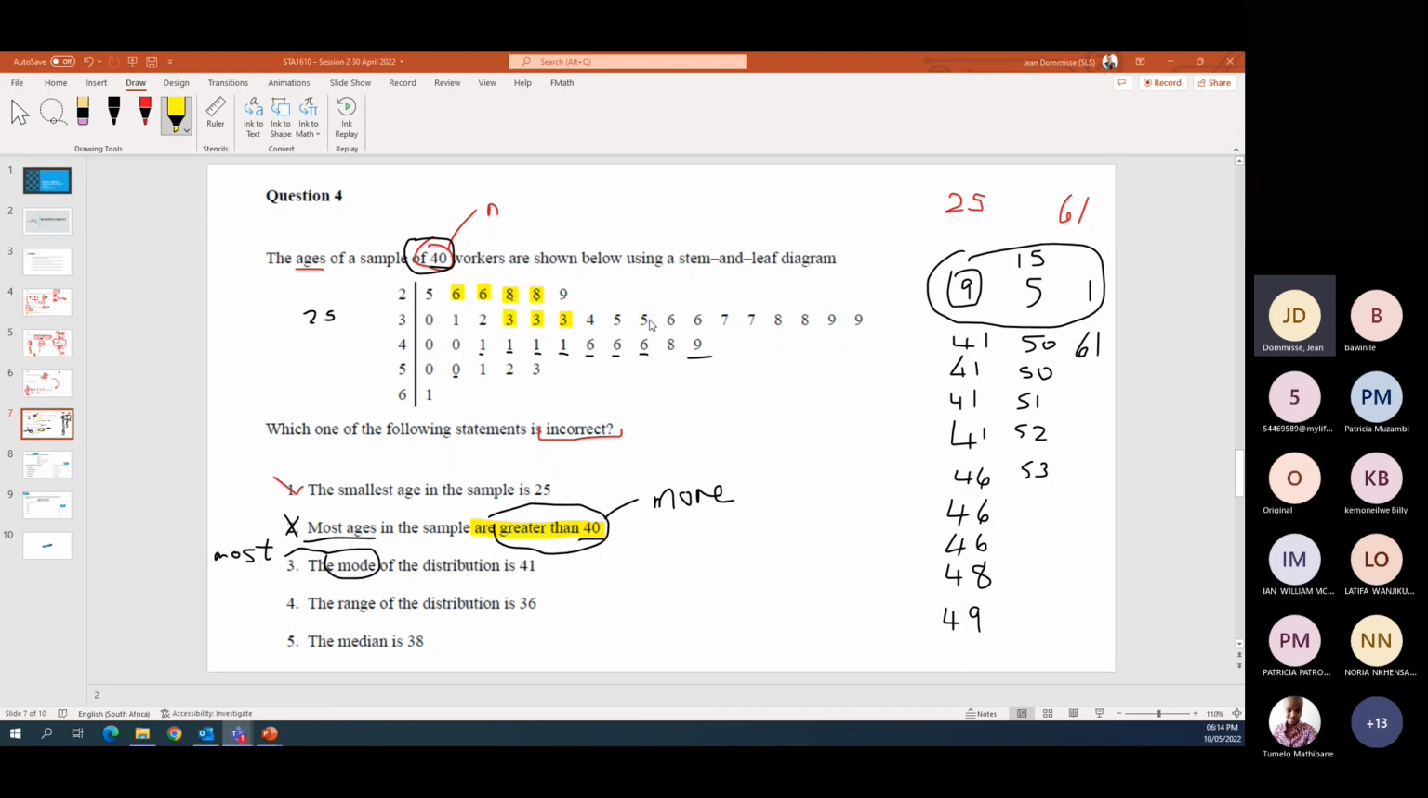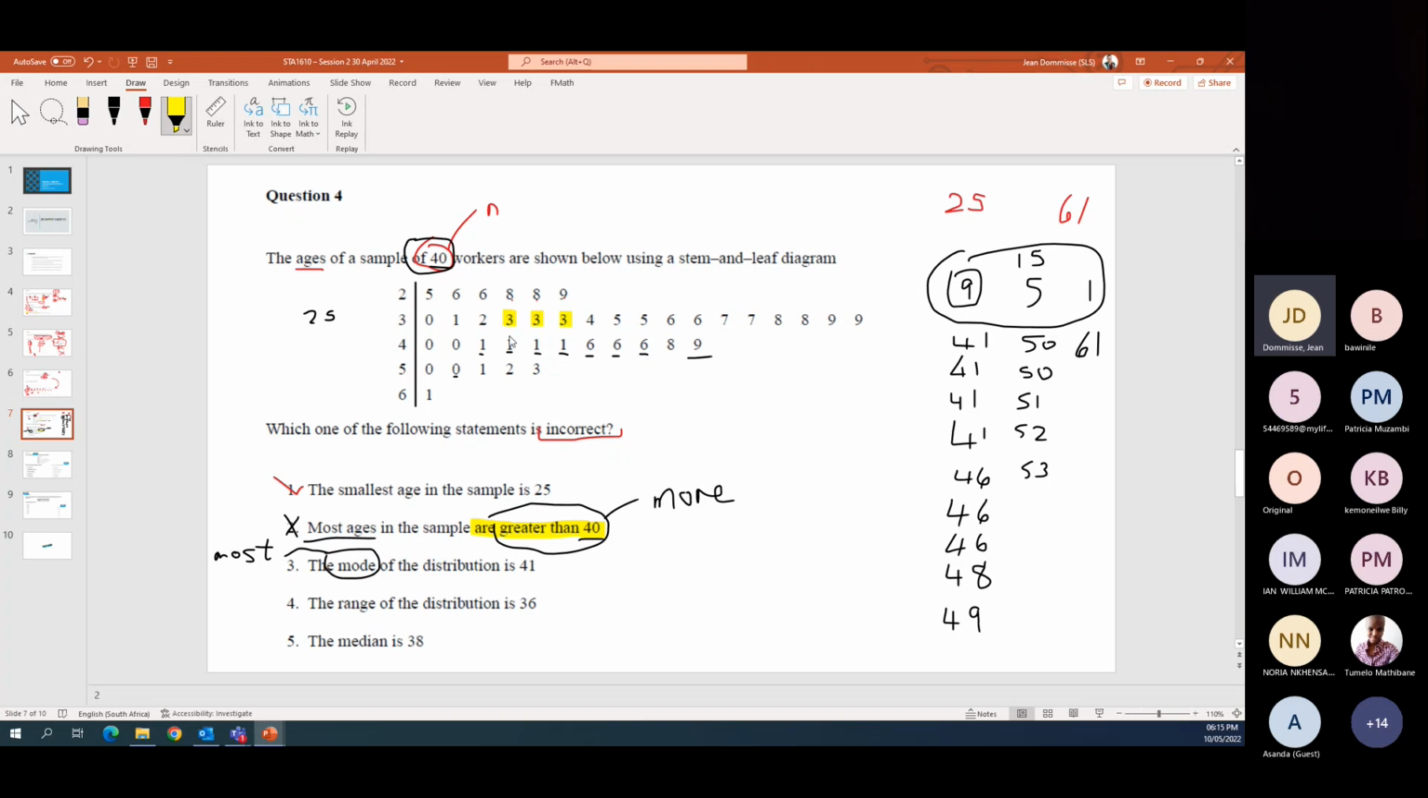But 35 is only twice, 36 is only twice, 37 is only twice, 38 is only twice, 39 is only twice. So at the moment, we've got that 33 is the one that happens the most, and it's 3 times. So let's go into the 40s.